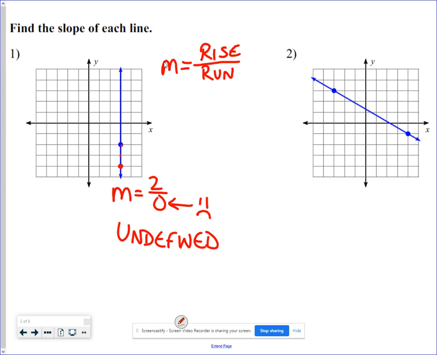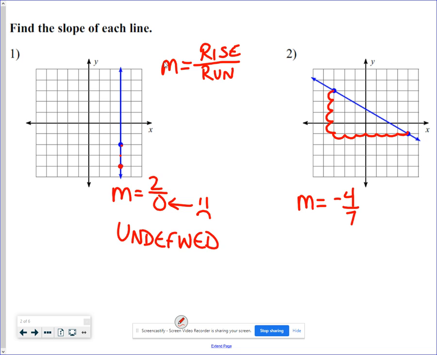Number 2 is not going to be undefined or 0. It's not one of our special ones that we have to worry about. It's just a regular slope. However, it is going downhill. So don't forget that when we're going downhill, this is going to have to be a negative slope. I have said this before, but I would really, truly recommend that you always go from left to right when you're counting your slopes. So to go from the point that's on the left, I'm going to move down 1, 2, 3, 4. So down 4 would be a negative 4, and then sideways 1, 2, 3, 4, 5, 6, 7.